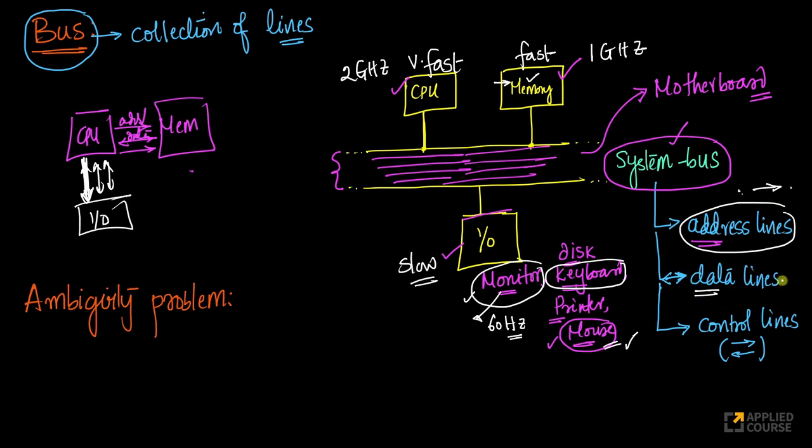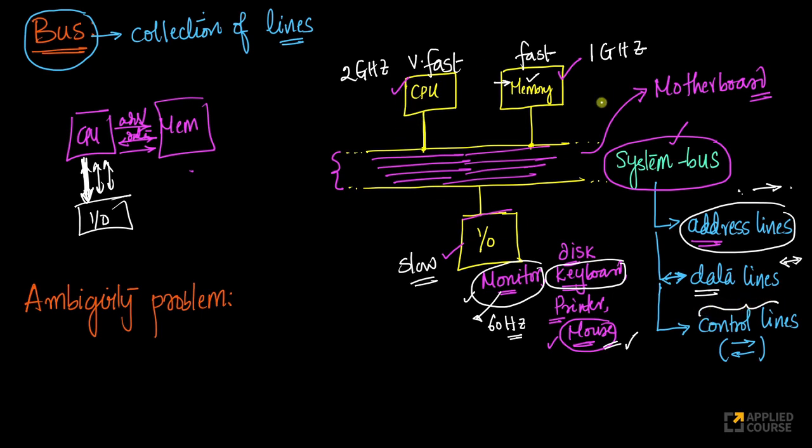Similarly, you have data lines. The data lines are bidirectional, which means you can write data from CPU to memory. You can read data from memory to CPU. You can write data from CPU to I/O. You can read data from I/O to CPU. Both directions are possible.